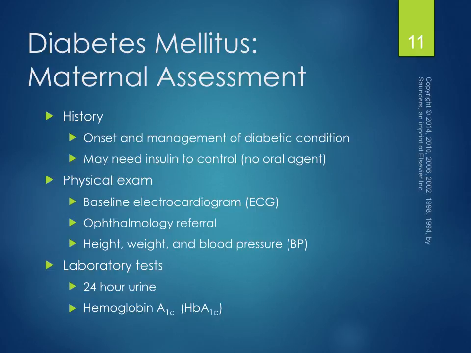Maternal assessment includes history, onset, and management of diabetic conditions. These are patients where we want to monitor their medication management and/or the need for medication management. Physical exam, we might want to have some additional lab work, maybe some additional information such as an ECG or an ophthalmic referral if we are concerned about these patients' eye health. Laboratory tests, we want maybe a baseline 24-hour urine to assess any sugar in the urine itself, as well as a great analysis on their hemoglobin A1C. So that can give us the best picture of how their diabetes control has been.